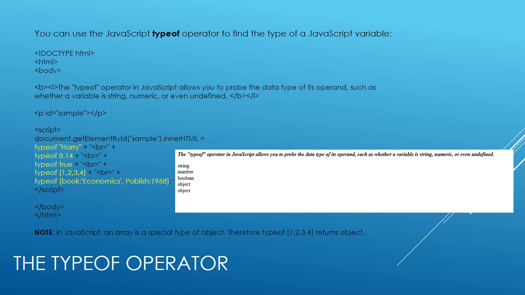You can use the JavaScript typeof operator to find the type of a JavaScript variable. Note: in JavaScript, an array is a special type of object. Therefore typeof [1, 2, 3, 4] returns object.